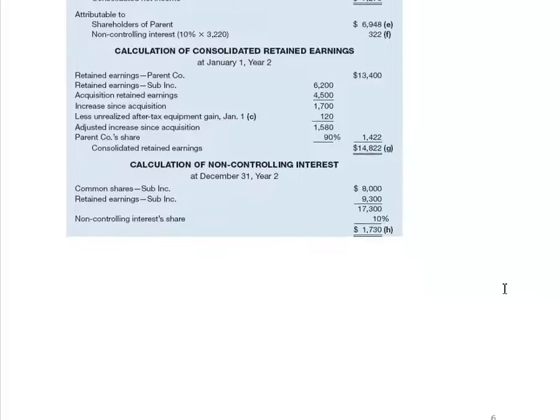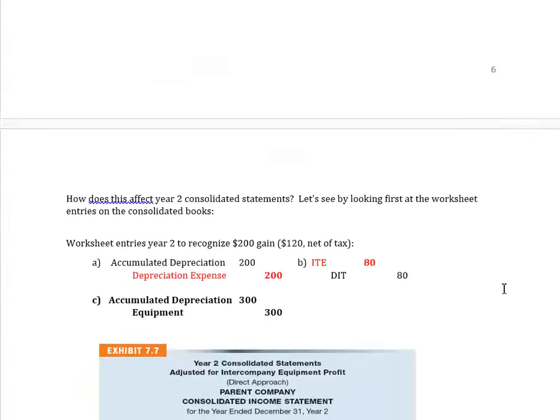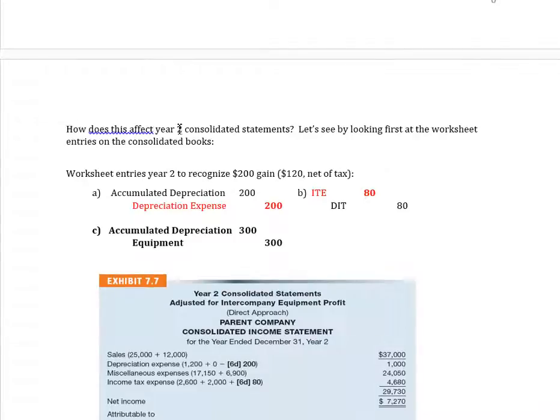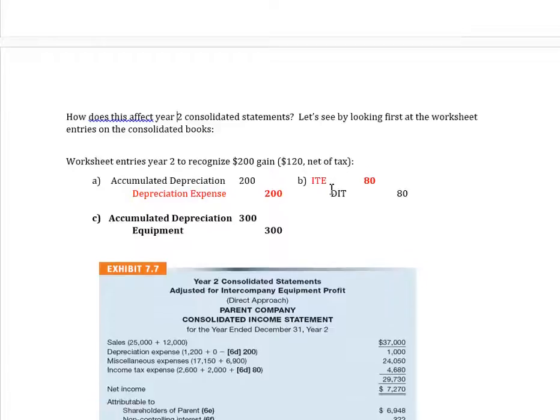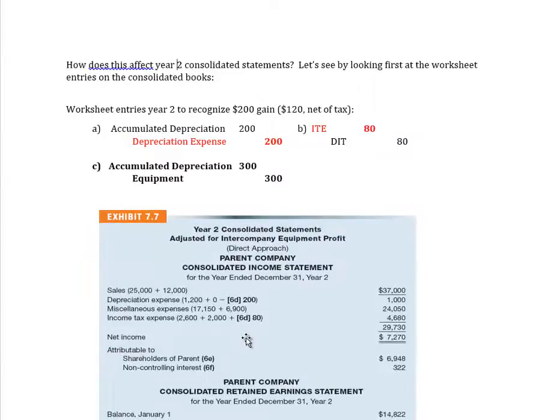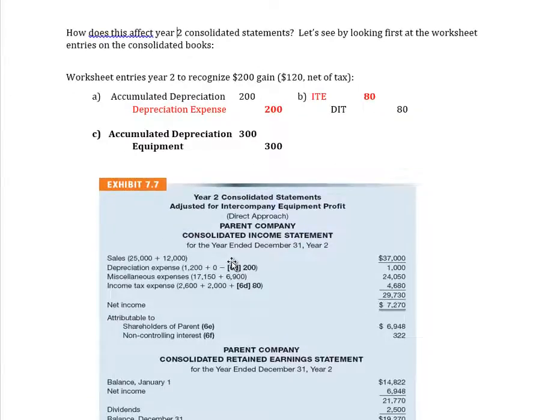We're good. Now, the last part would be, how is this going to affect the year 2 consolidated statements? The way to see this so that you can see how we're building it up in the income statement, what each account is going to have as its balance, is to look at what the worksheet entries would be to recognize that $200 pre-tax gain.